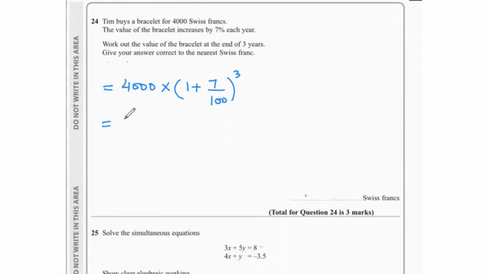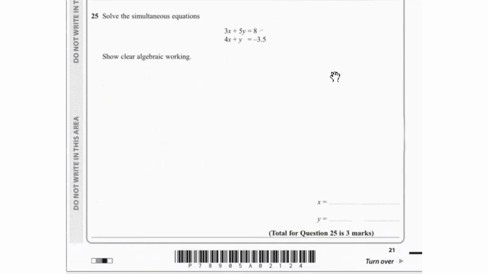And time is 3. So 4,000 times 1.07 to the power of 3. And that gives us a value of 4,900.172. They want the answer correct to the nearest franc. That's 4,900. That's your final answer. Then solve the simultaneous equations. So we have 3x plus 5y equals 8 and 4x plus y equals negative 3.5.